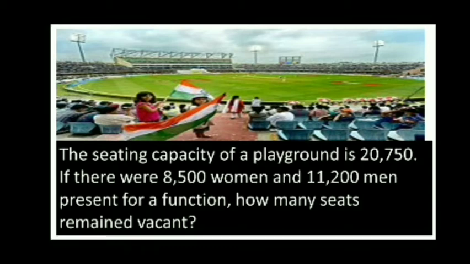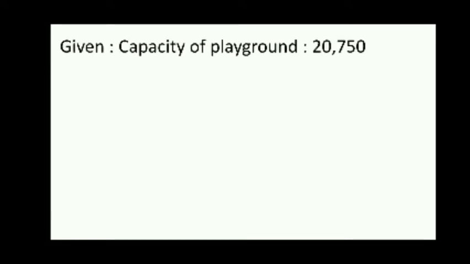Now, in the given word problem, first let us write the information that is given to us. The information given is the capacity of playground is 20,750. Capacity of playground means how many people can sit at a time to watch the match, maybe the cricket match or the football match.